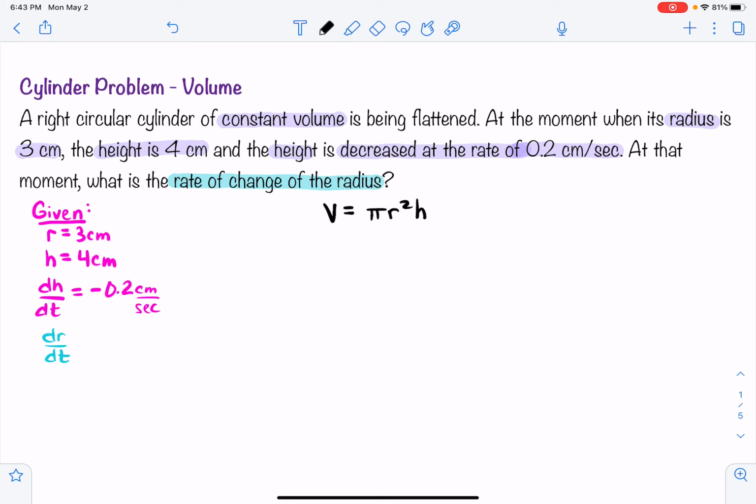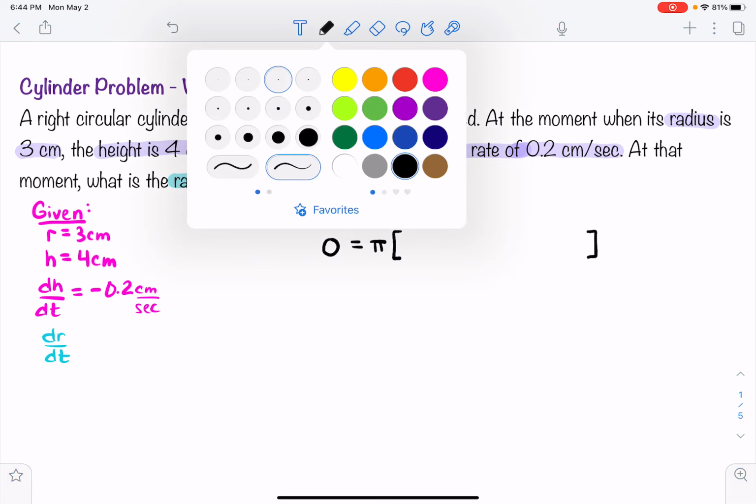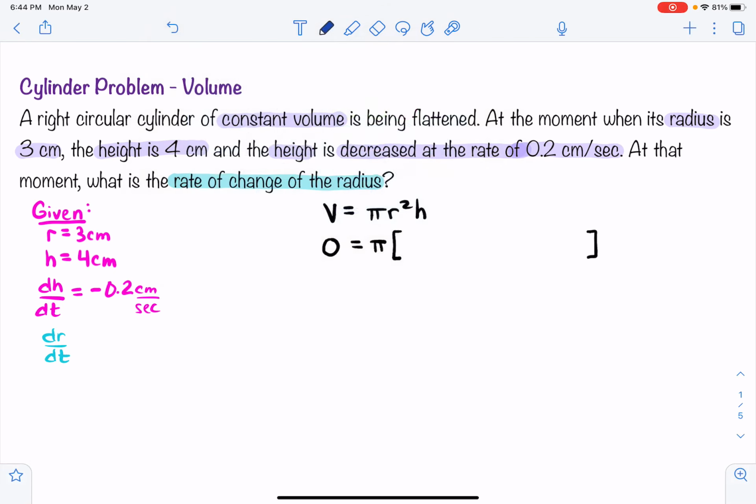And now I can take the derivative of it. Well, first of all, when I go to take the derivative of V, since it's a constant volume, the derivative of a constant is 0. Now over here, because there's a coefficient of pi, I'm going to factor that out. And now I'm going to take the derivative of r squared times h. Well, that involves using the product rule. Remember, the product rule is f prime g plus fg prime.